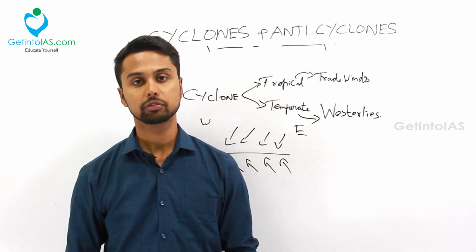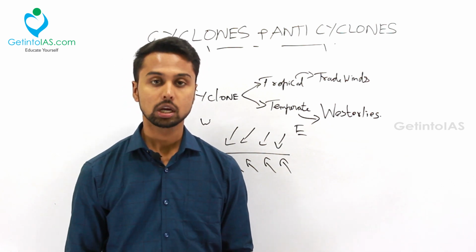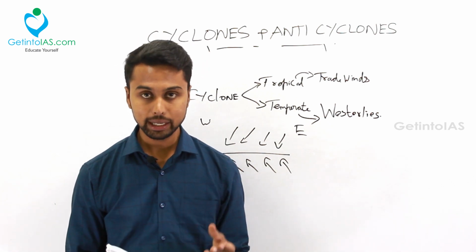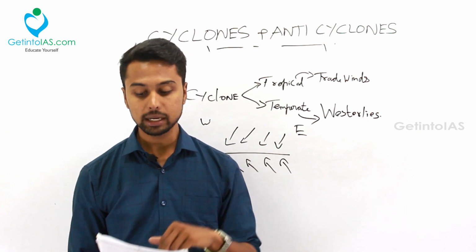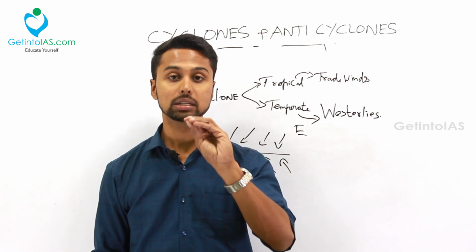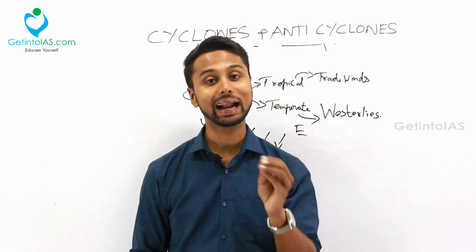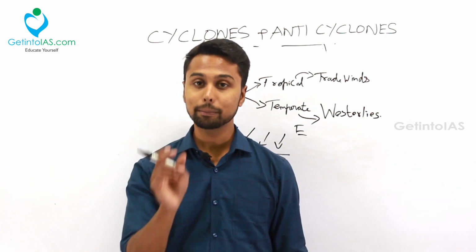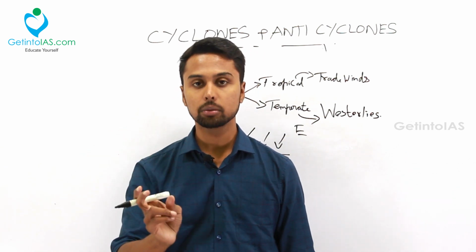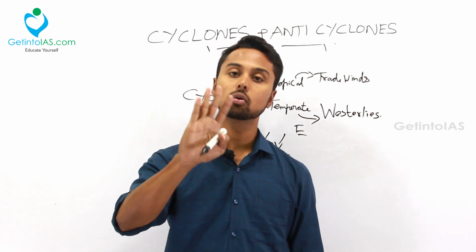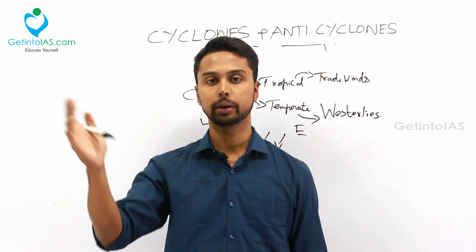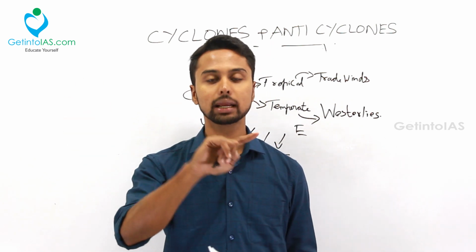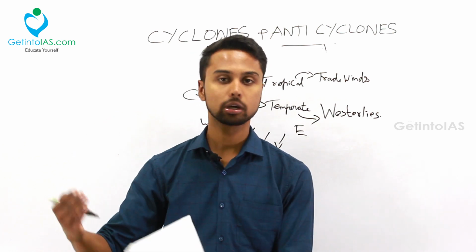The fourth important difference is that tropical cyclones are not followed by anticyclones. On the other hand, every temperate cyclone is followed by an anticyclone. So these are the four important differences between tropical and temperate. Again, I'll repeat because this tropical and temperate cyclone is very much useful for your prelims.